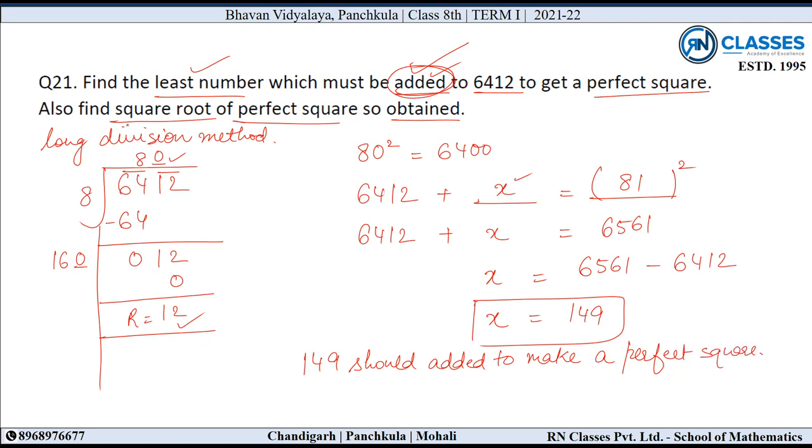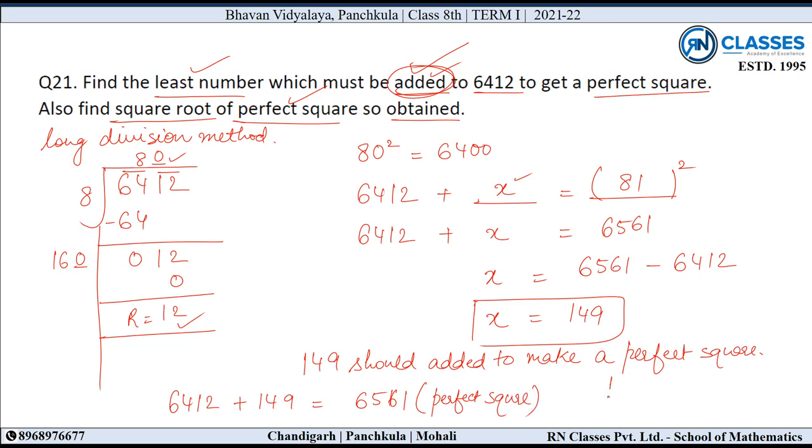Also find the square root of the perfect square. To 6412 I added 149. How much did I get? 6561. This is a perfect square. We got the perfect square.